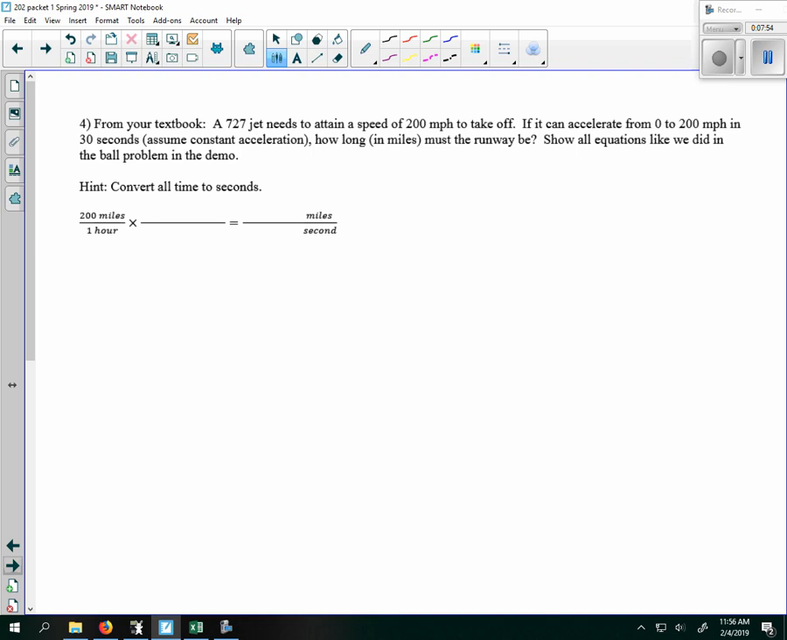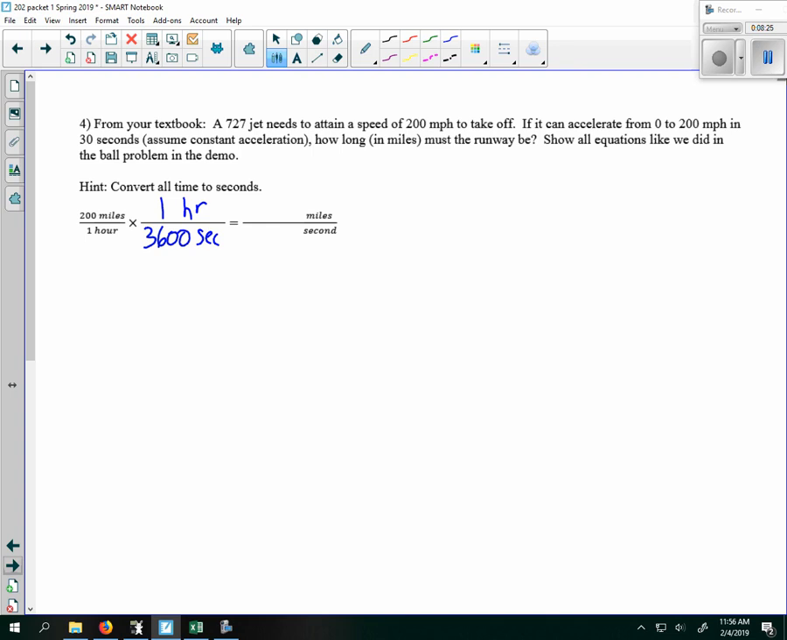So the hint here is to convert everything to seconds, because I have miles per hour, but then I'm given another piece of information in seconds. So I want to have my time units all be consistent. So I'm going to convert 200 miles in 1 hour to miles in 1 second. So I need this to cancel. So I need 1 hour on top and an equivalent amount of time on the bottom, which is 3,600 seconds.